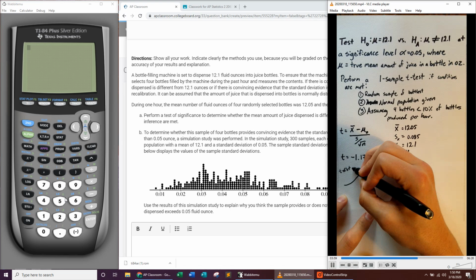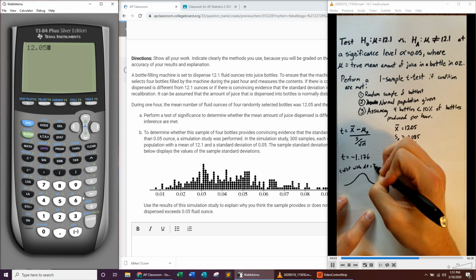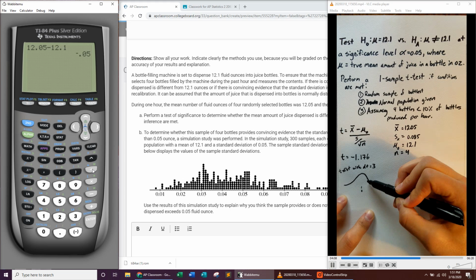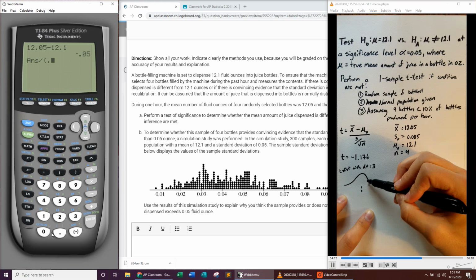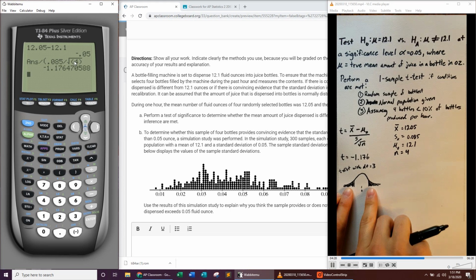So just to double check our math here, we got 12.05 minus 12.1. So that's our numerator there. Divide that by the standard deviation, 0.085 divided by the square root of our sample size. Square root of 4 is just 2, but just to show you where that's coming from. Cool, so t-score of negative 1.176.